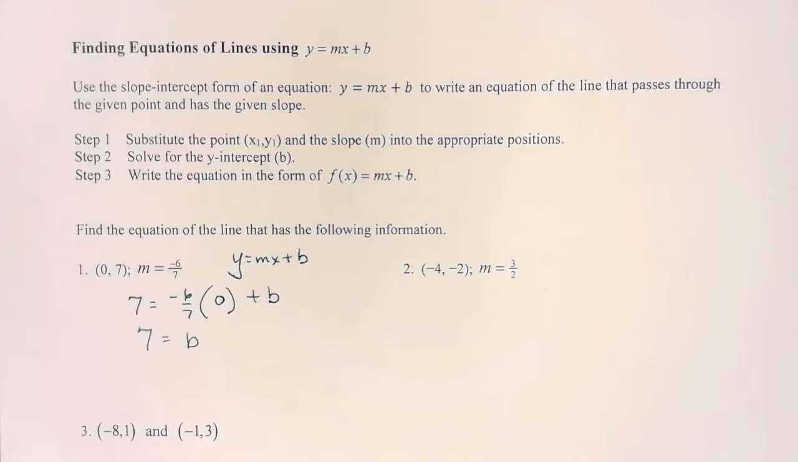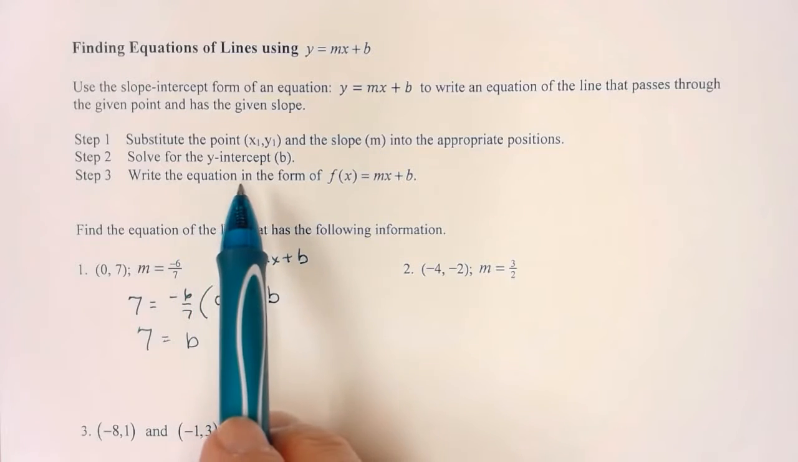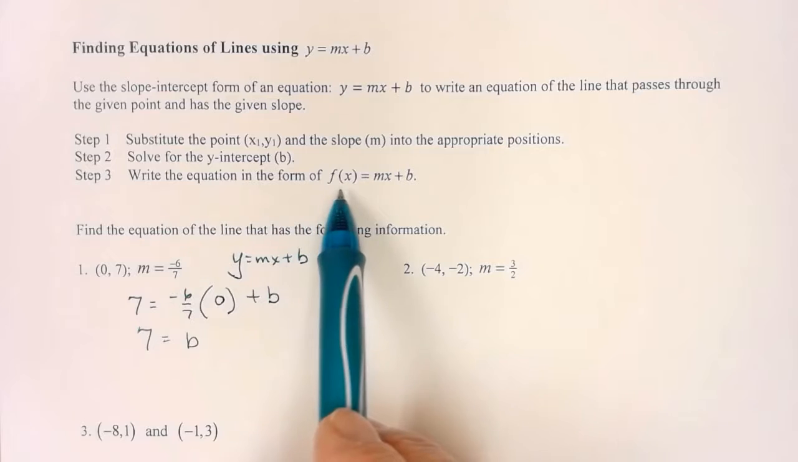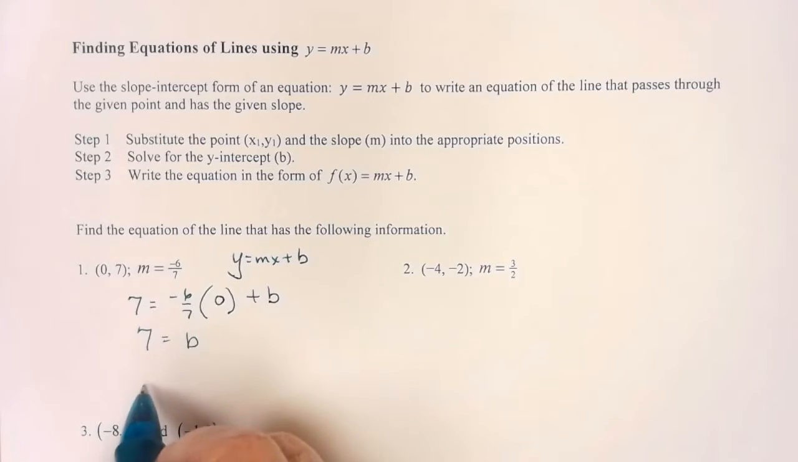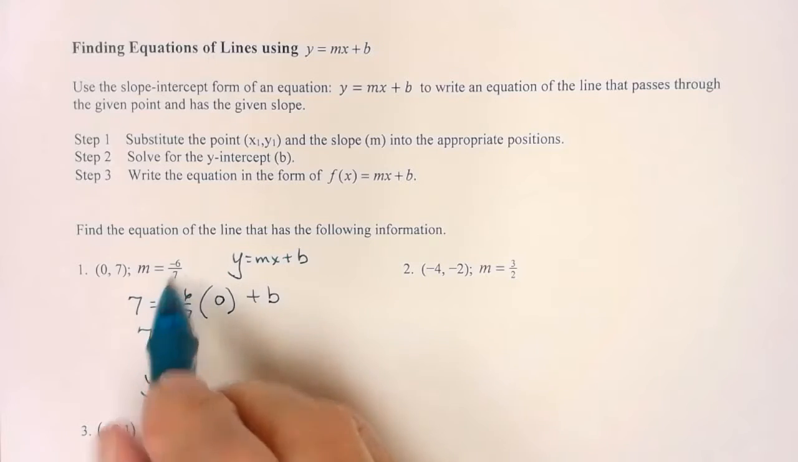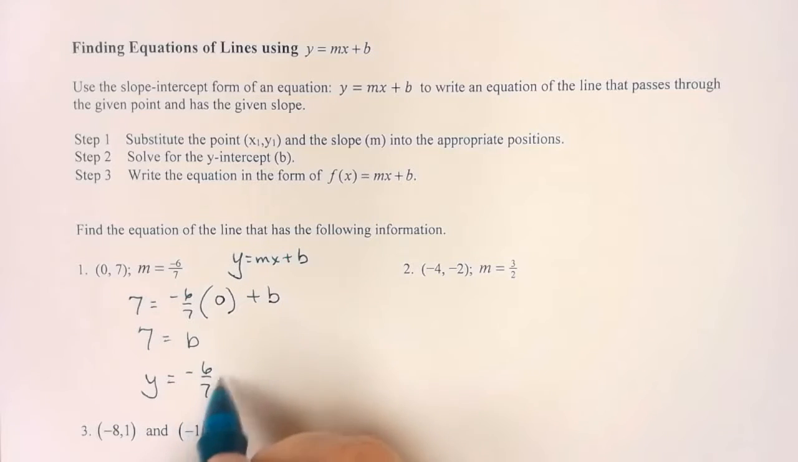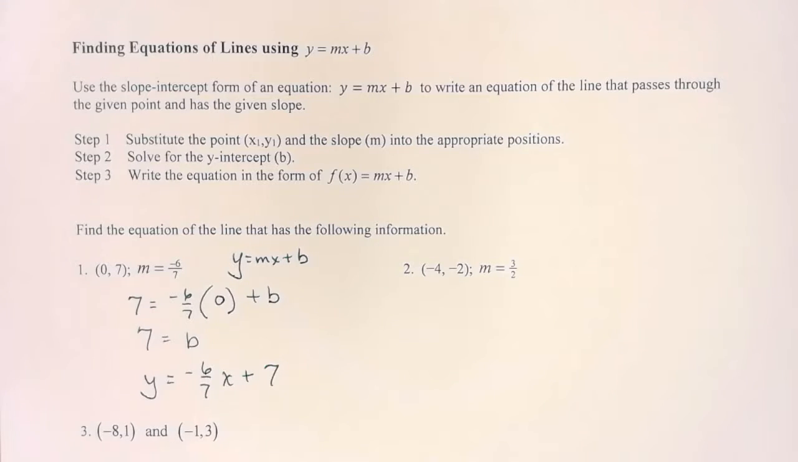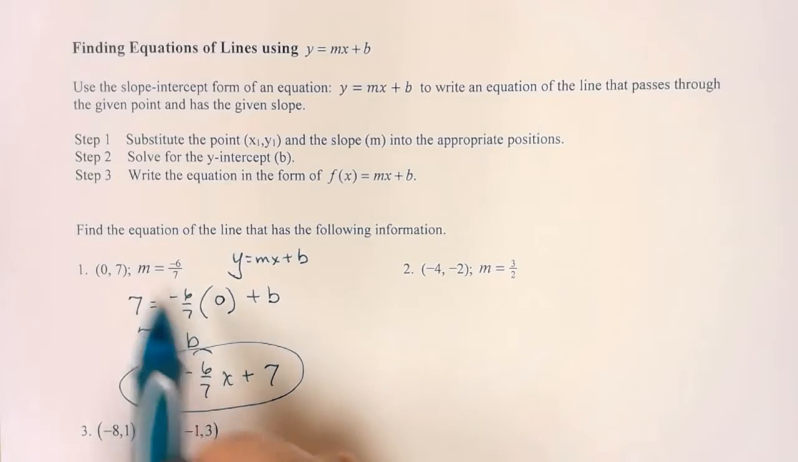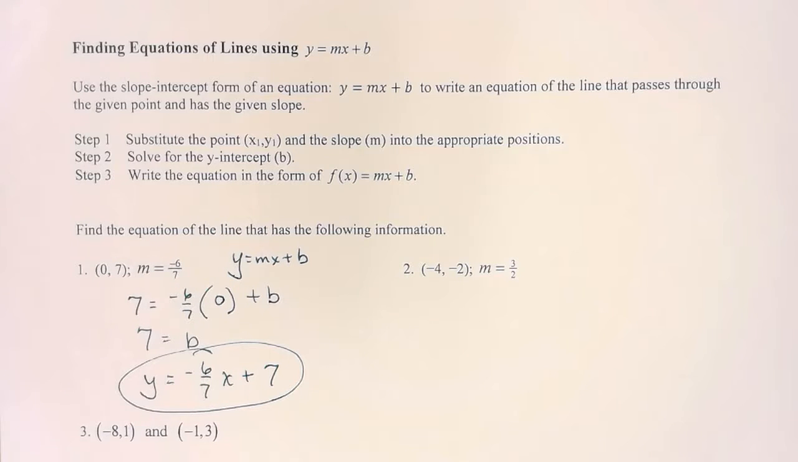You are not done. Step 3, we have to write the equation in the form of f of x or y equals mx plus b. So I'm going to use y is equal, go get my slope, go get my y-intercept. So that would be the equation that goes with that information.